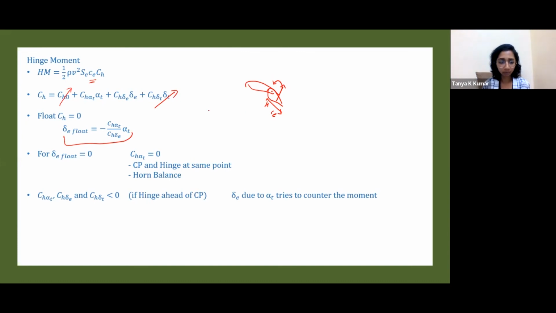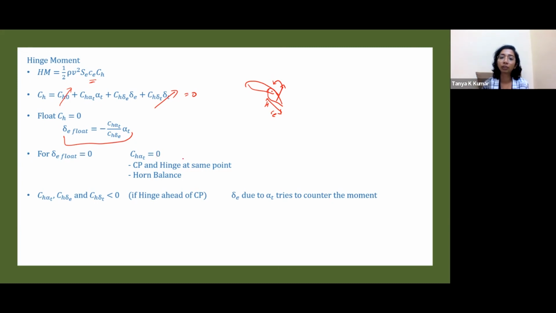How did we do this? We equated this to 0 and found out this delta E float. Now, if you want your delta E float to be 0, if you leave the stick and you don't want your elevator to float, you need your Ch alpha T to be 0. How do you get Ch alpha T to be 0?